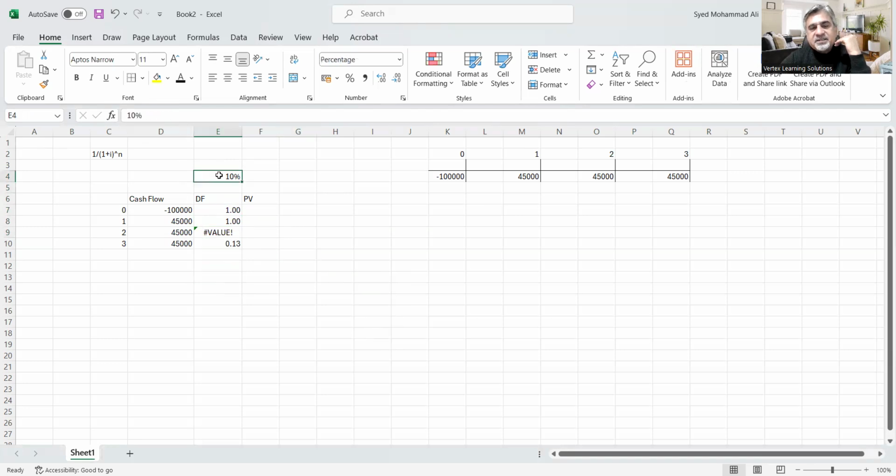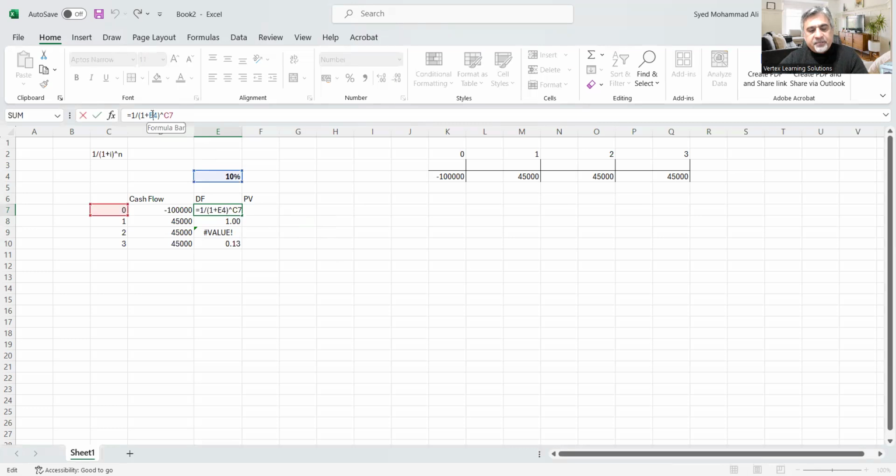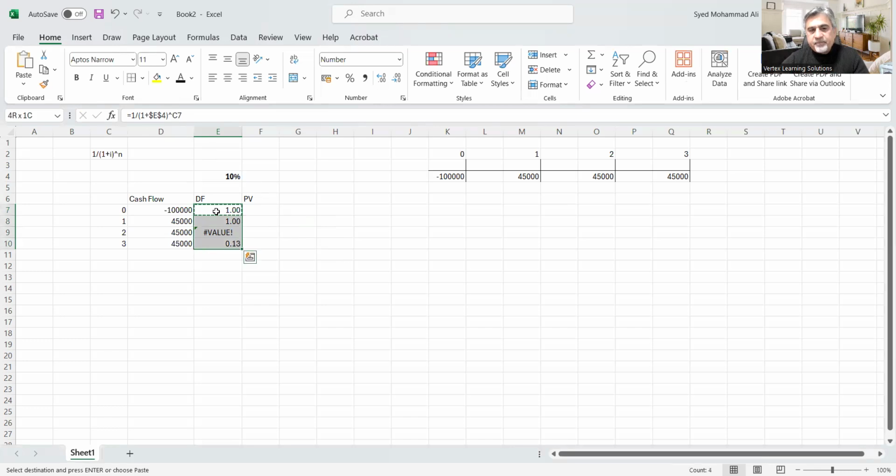So you want this cell to be locked. And to lock this cell, you need to put a $ sign before E and a $ sign before 4. So putting a $ sign means locking the cell. Either you can type the $ sign manually here, or you can simply click there and press F4. When you press F4, it puts a $ sign before E and before 4, which means that this cell is locked. Now, if you copy paste this, it will give you the correct values. Now you see E4 is constant.